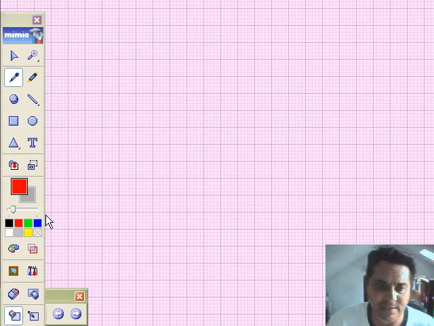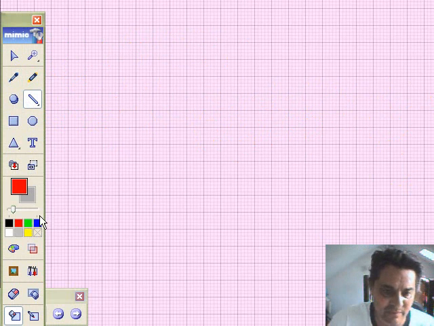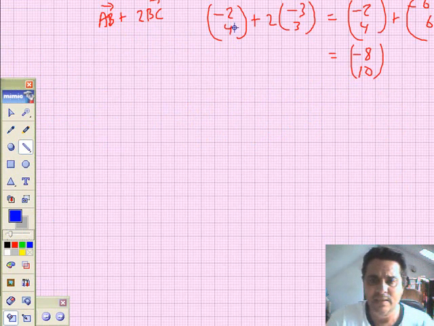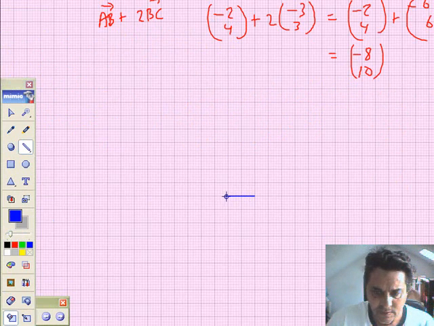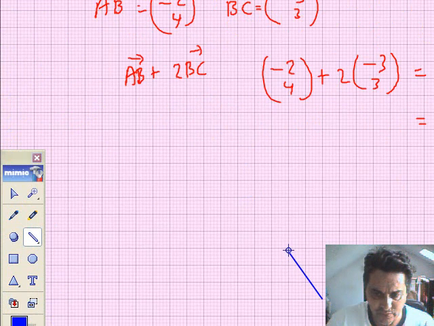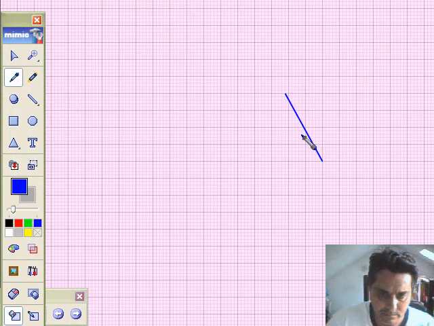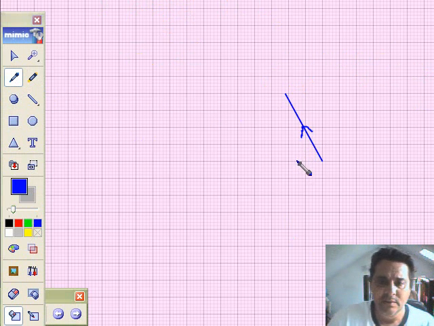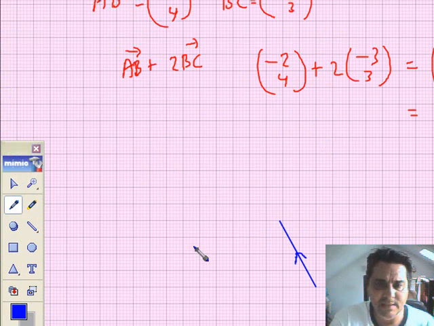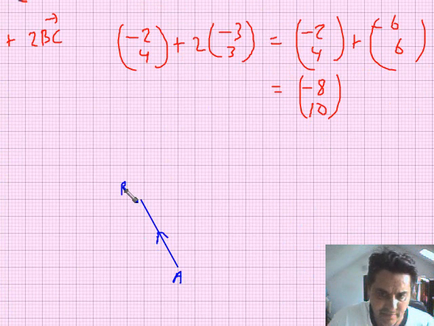We'll have a look, shall we? Let's see what happens. I'm working in blue, just for a bit of variety. Right, let's go minus 2, 4, starting down here. Minus 2, 4, 1, 2, 3, 4. That's that one. Oh, I dropped it, never mind. And that's going to be like that. That's just AB, isn't it? Minus 2, 4, yeah, AB. So A is there, B is there.